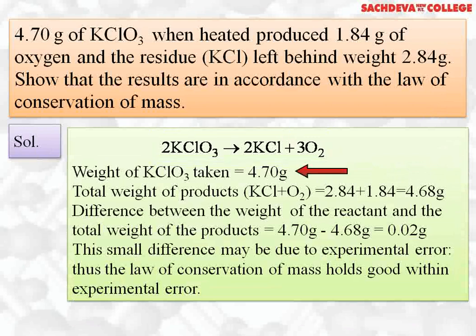The weight of KClO3 taken is 4.7 grams and the total weight of products will be equal to 2.84 plus 1.84, which is equal to 4.68 grams. The difference between the weight of reactant and the total weight of products, 4.70 minus 4.68, is 0.02 gram. This small difference may be due to experimental error. Therefore, the law of conservation of mass holds good within experimental error.